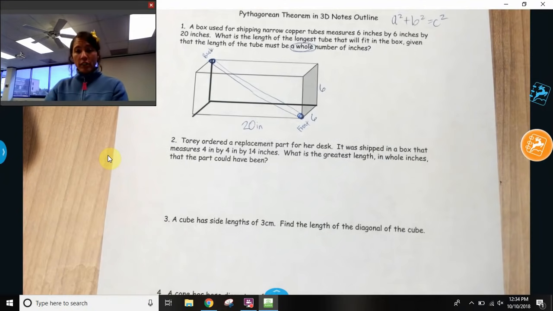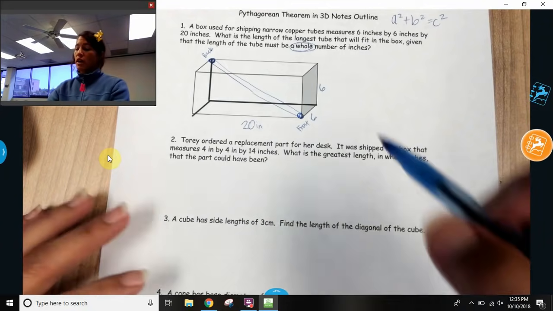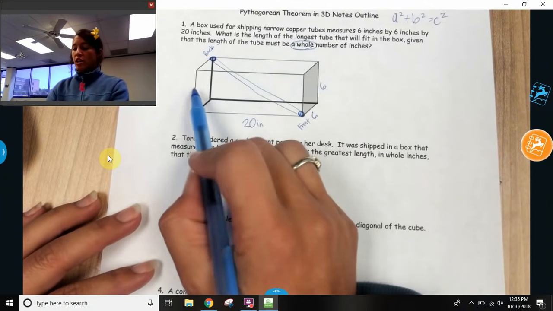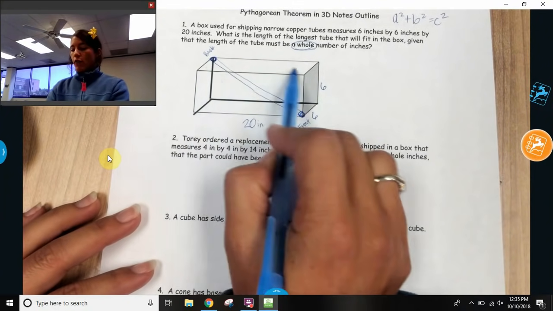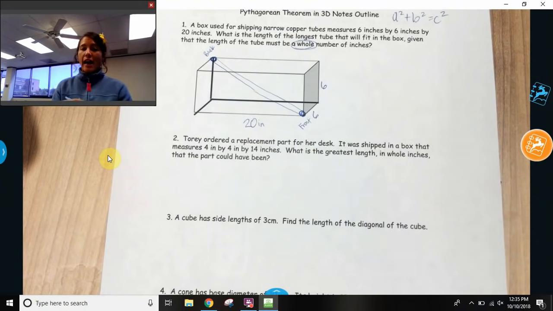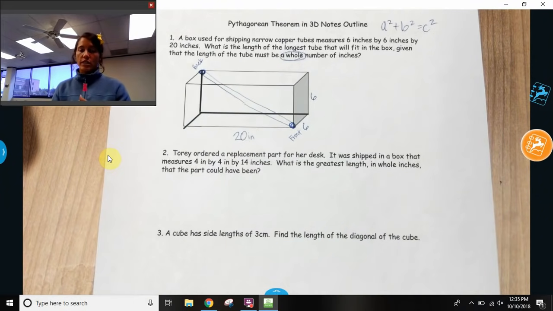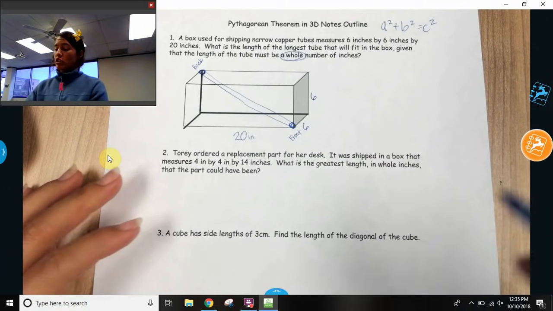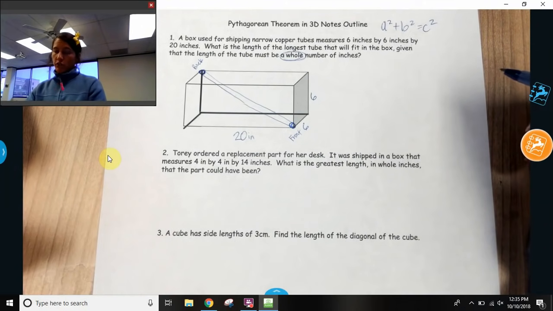That's actually going to be the longest that an item or a shape could fit into a three-dimensional box, because it's going to go across the box, from the back all the way to the front. It's not just laying flat, and it's not just going from one side to the other. It's going diagonal, and this is what makes the Pythagorean Theorem in 3D a little bit different. We cannot just do a squared plus b squared equals c squared, because it's crossing over 3 dimensions. So in this case, we are looking for something a little different.